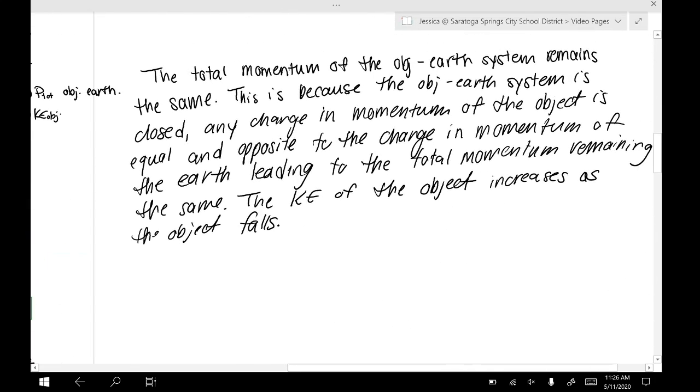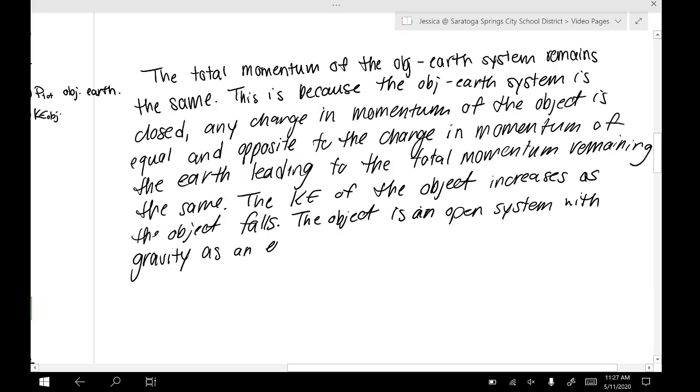Okay, so the object is an open system with gravity as an external force. Okay, so in an open system, how do we increase the kinetic energy of an object? Well, we do work on the object.